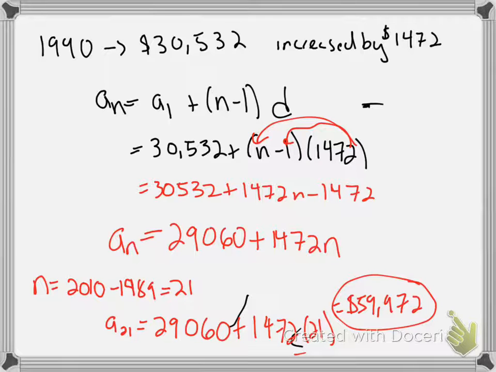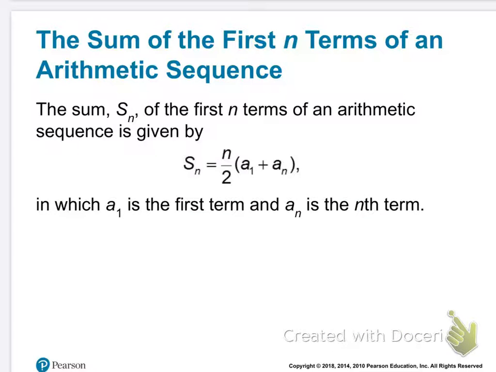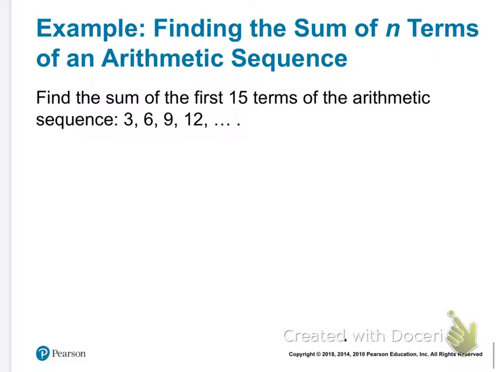Okay. The sum s sub n of the first n terms of an arithmetic sequence is given by s sub n equals n divided by 2 times the first term plus your last term. So this says find the sum of the first 15 terms. Again, you could do this the old-fashioned way where we figure out the difference between them, but we can use the tools we have.